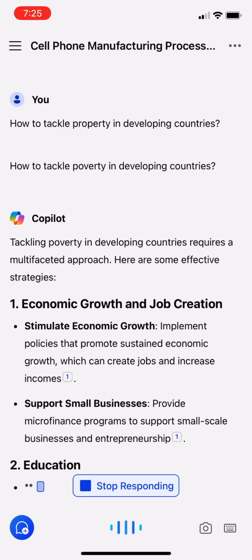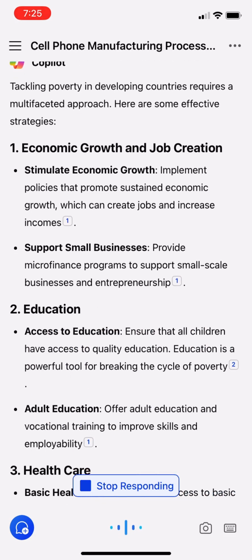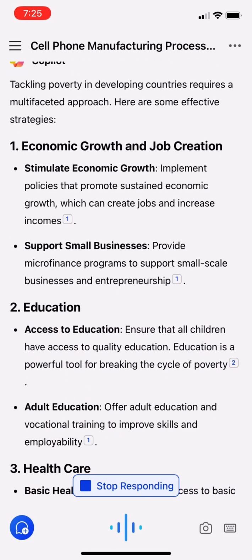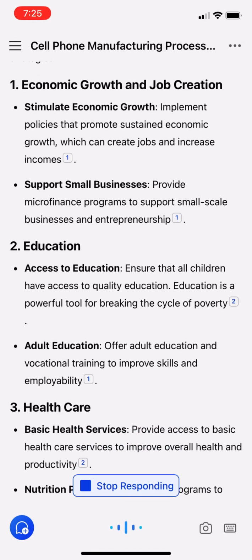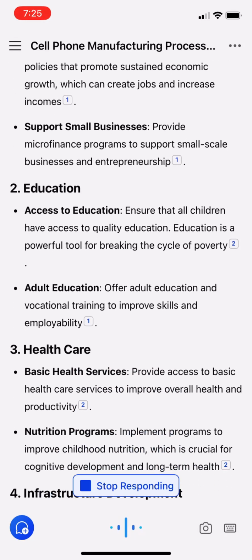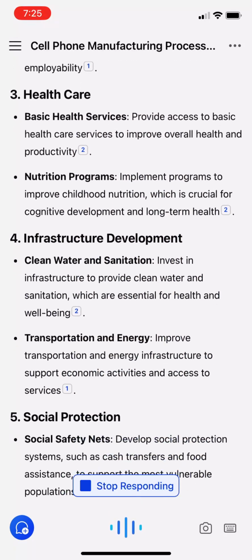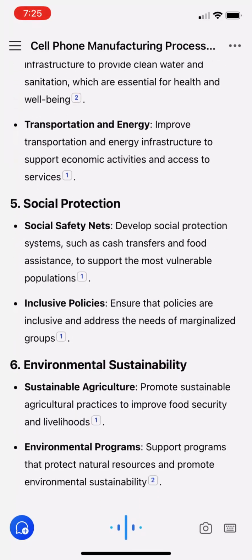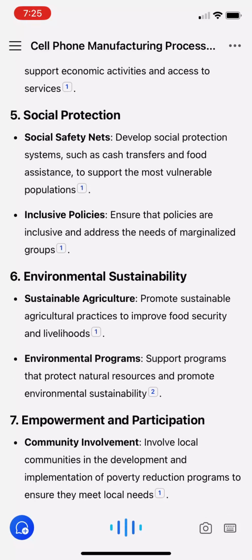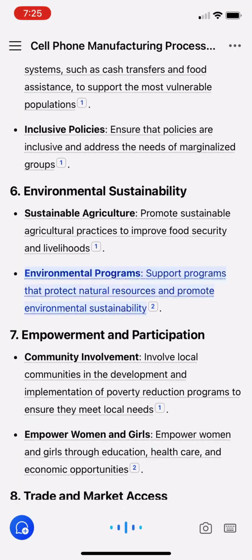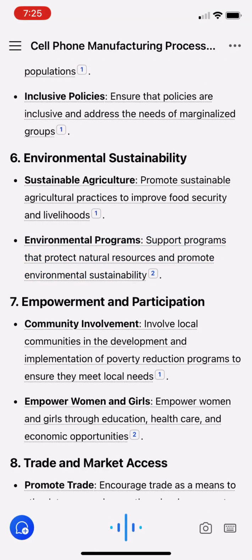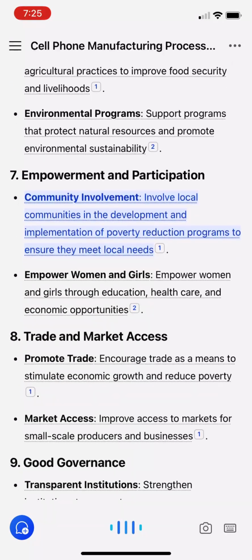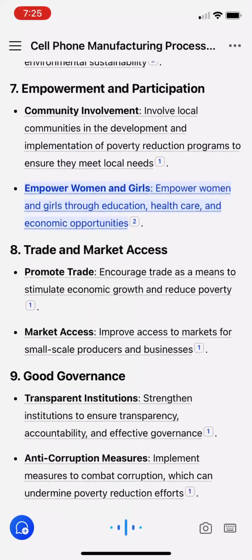Tackling poverty in developing countries requires a multifaceted approach. Here are some effective strategies. 1. Economic growth and job creation. Stimulate economic growth. Implement policies that promote sustained economic growth, which can create jobs and increase incomes. Support small businesses. Provide microfinance programs to support small-scale businesses and entrepreneurship.